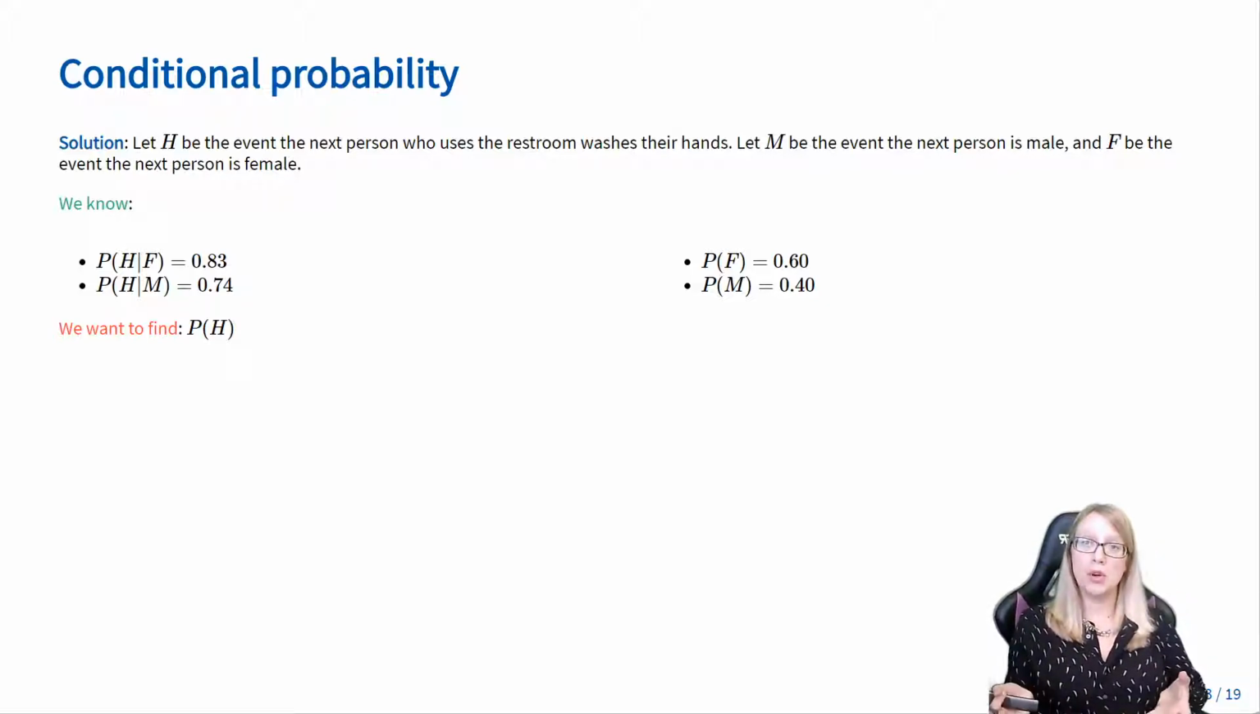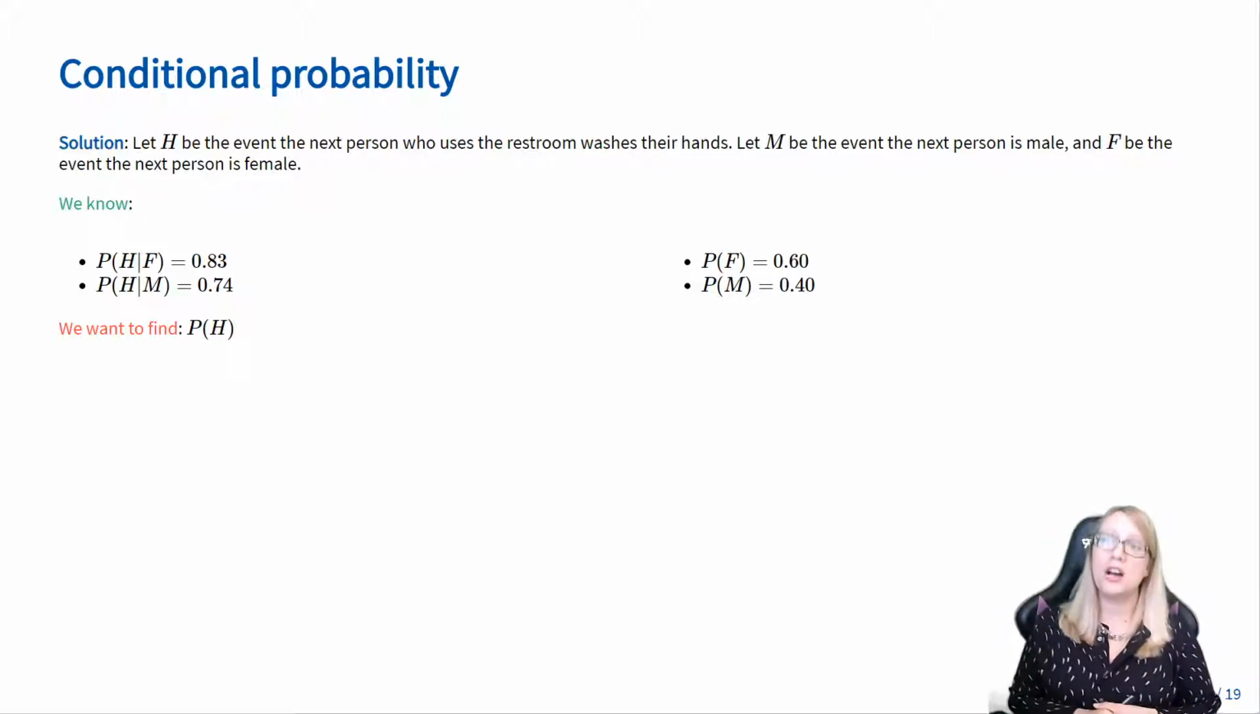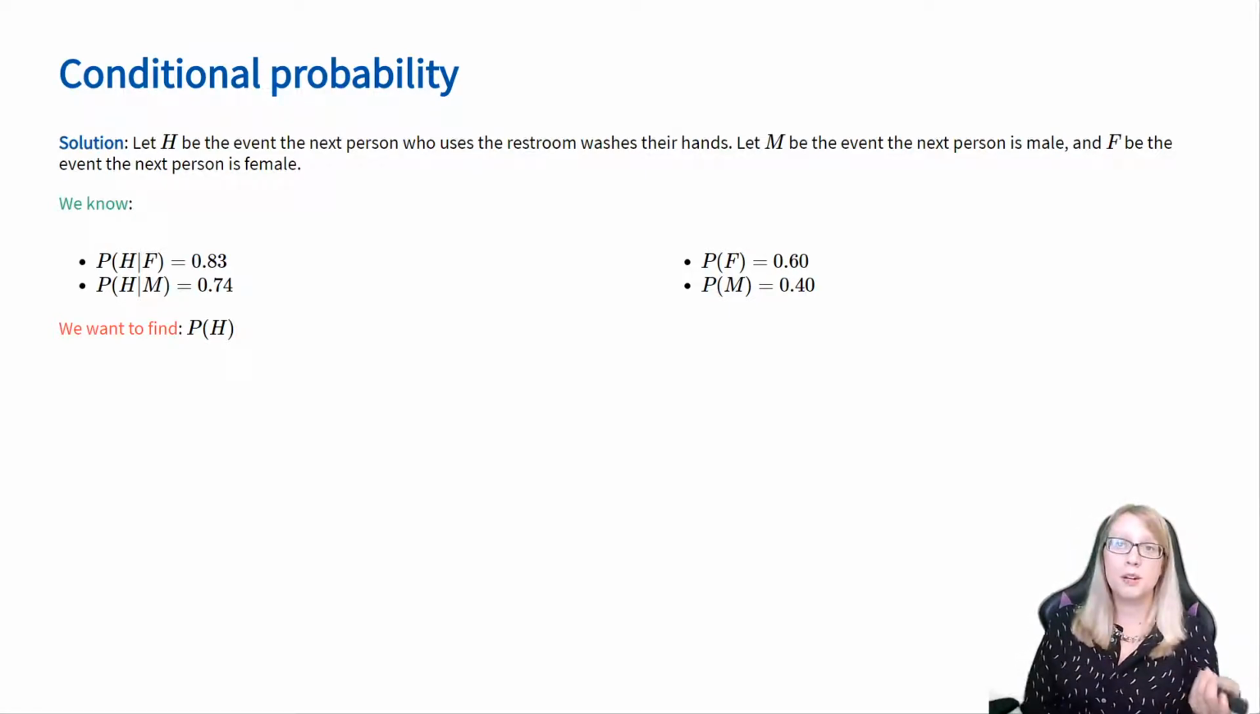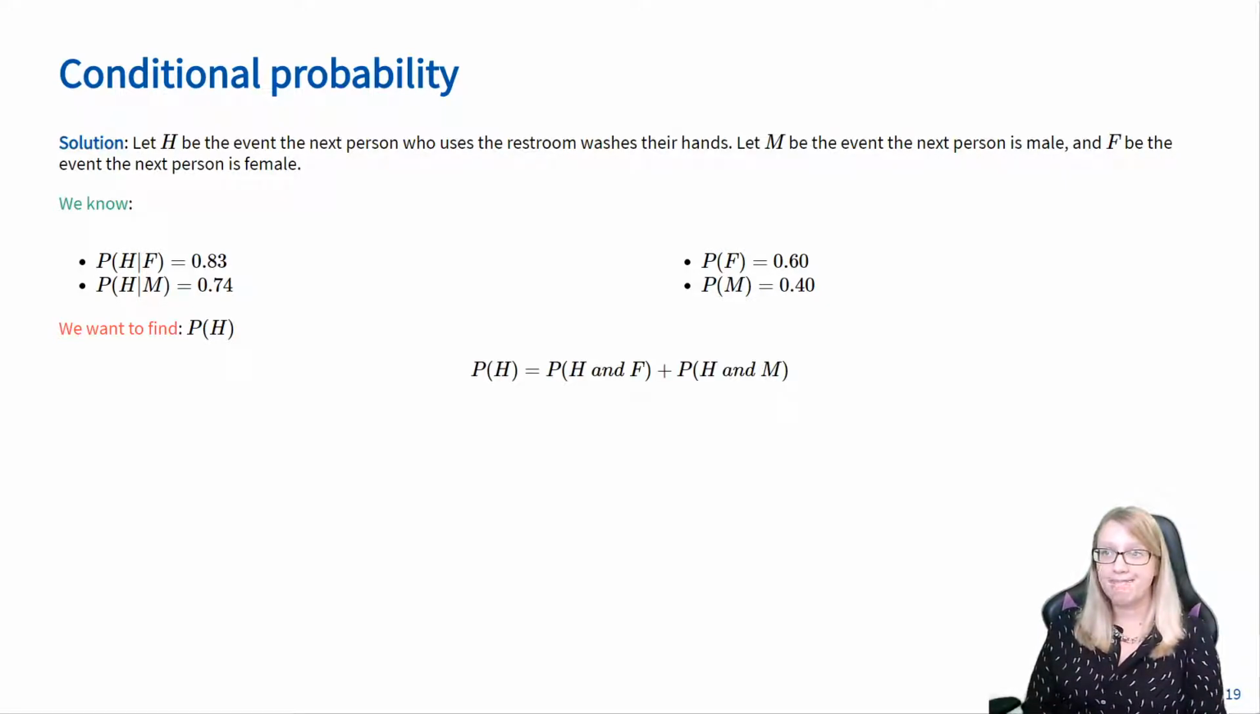So here's what we know. We know the probability that the next person will wash their hands given that they're a female is 83%. Probability that the next person will wash their hands given that they're male is 74%. We're also assuming that this waiting room is made up of 60 women, 40 men, so 60%, 40% probabilities. We want to find this. We want to find the probability that the next person, ignoring gender, washes their hands.